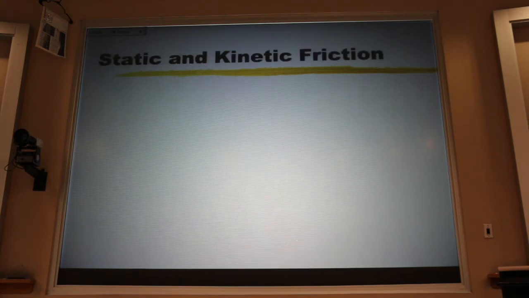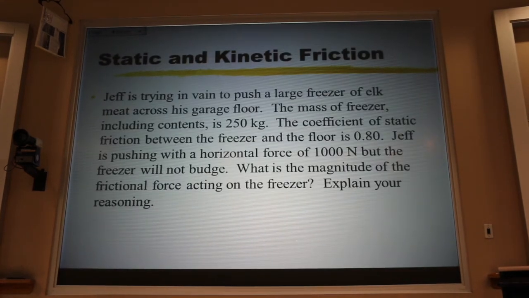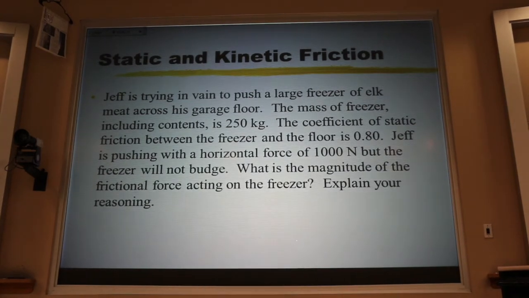Here's another one that we've encountered before. Jeff is trying in vain to push a large freezer of elk meat across the garage floor. It's a Montana problem. The mass of the freezer, including contents, is 250 kilograms. The coefficient of static friction between the freezer and the floor is 0.8. Jeff is pushing with a horizontal force of 1,000 newtons, but the freezer will not budge. What is the magnitude of the frictional force acting on the freezer?